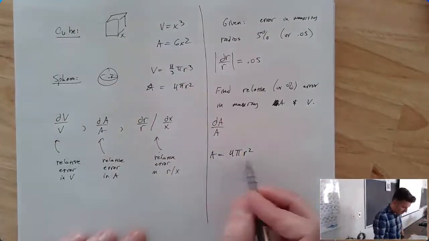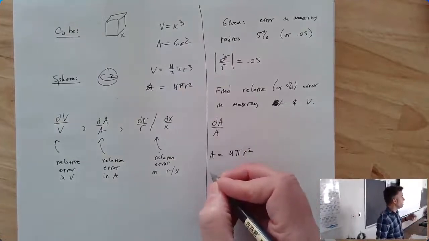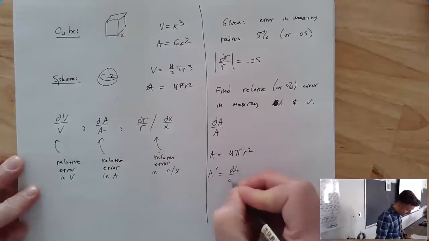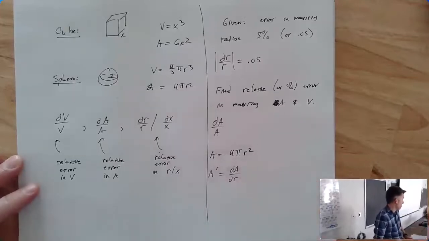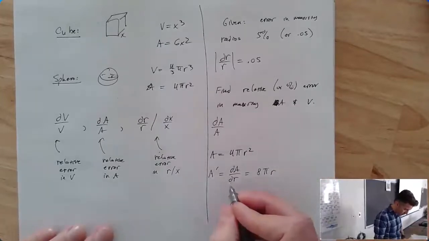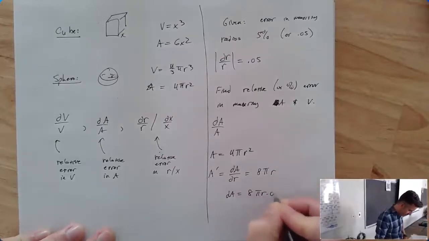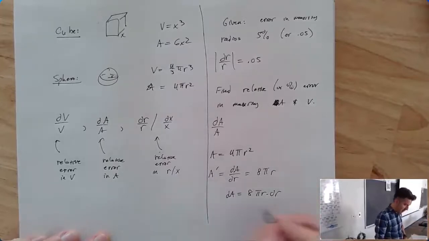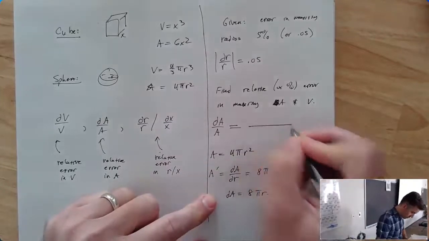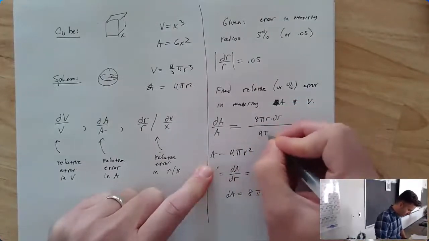Anyway, so then I want to find dA over A. So I'm going to take the derivative with respect to r. I'm just going to find A prime, but I'm going to write it as dA dr, because that's what I'm finding. And that's going to be 8 pi r. And then I'm going to bring the dr over there to write the differential. So I'm going to say that dA equals 8 pi r times dr. And then I'm going to go back and rewrite this as dA, which I just found, 8 pi r dr, over A, which is 4 pi r squared.